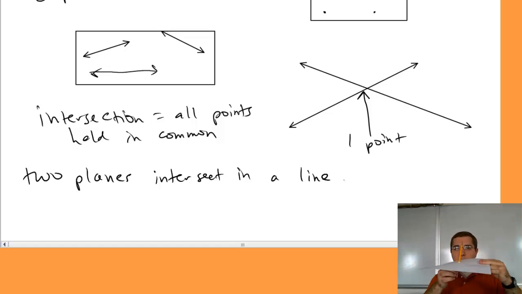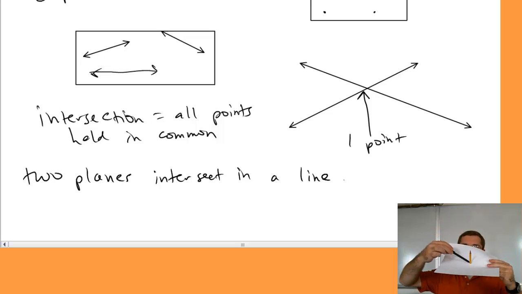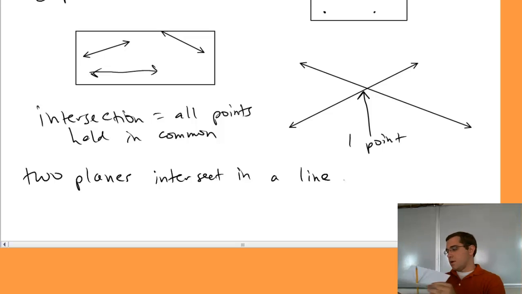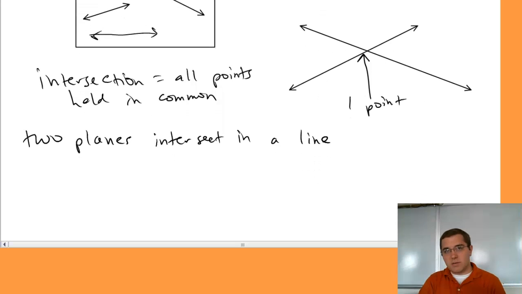They could intersect like that. What is their intersection? Their intersection is all the points they have in common. Well, how many points do they have in common? Just that one where the line touches the plane and crosses through. So a line and a plane can intersect in one point like that.